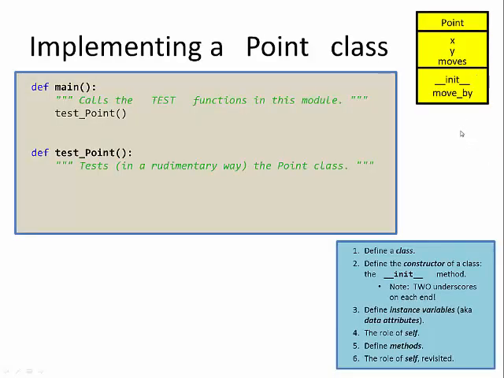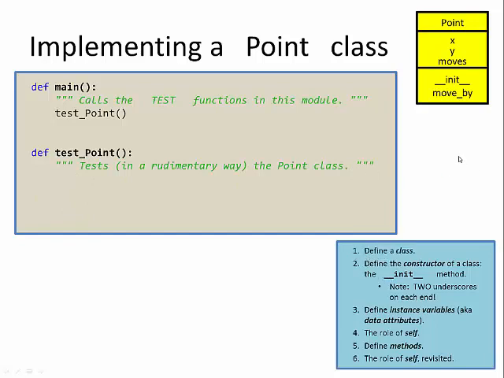So let's start with defining a class. Here, first of all, is our usual main. It's going to call test point. Test point is going to test the point class. So we're going to write a class here, and test point is where we'll write our testing code.